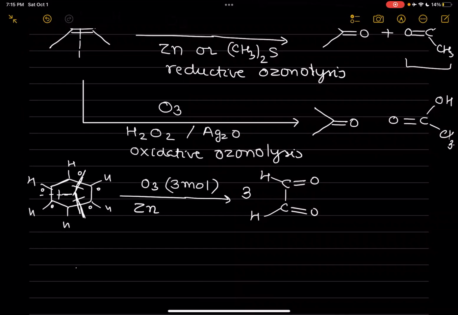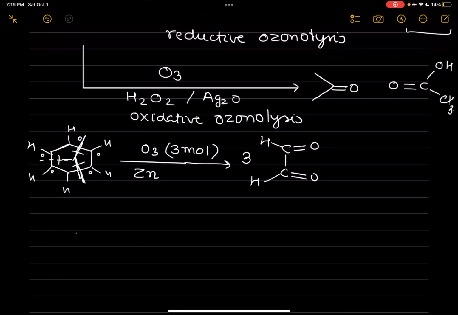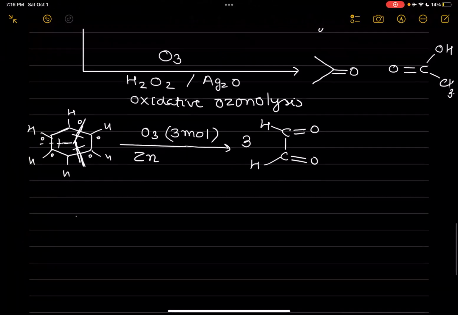Is it clear? Ethane 1,2 diol. Yes, sir. Okay. And there is another question. Memuna, is it clear? Yes, sir. So very important.